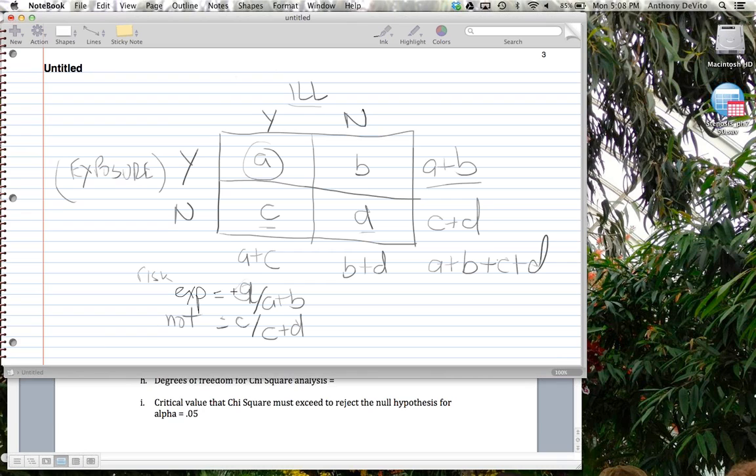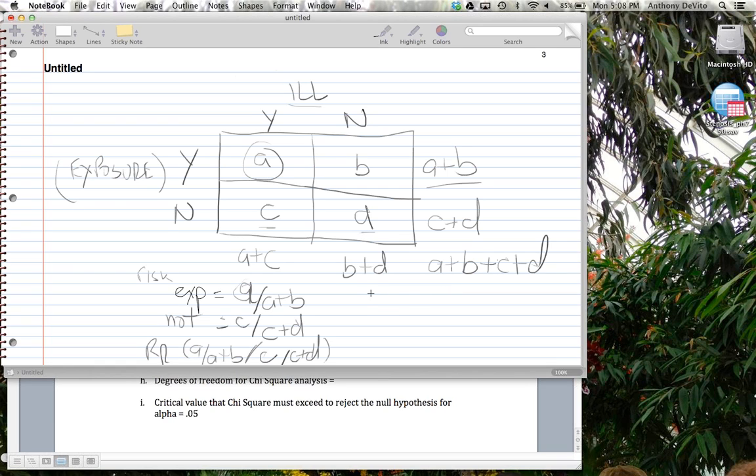Now our relative risk is just a ratio of those two numbers. So our relative risk is going to be equal to A over A plus B divided by C over C plus D. When we're dealing with actual numbers, that's going to be even a little bit simpler.